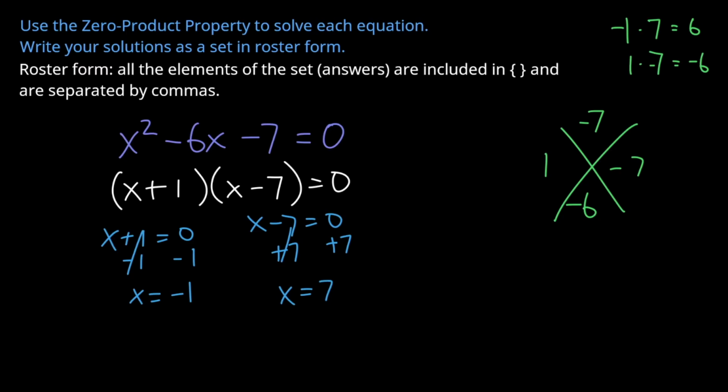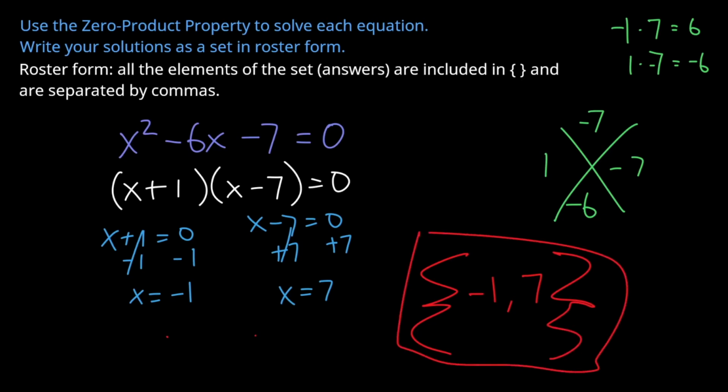So let's use the roster form. And when we do it in this fashion, we want to put it in ascending order. So we want to put the smallest answers first and then the largest. So in this case, it's -1, 7. We don't want to put 7, -1. 7's bigger, so we want it to the right. And that would be our solution.